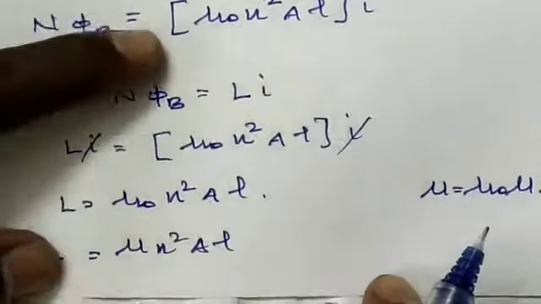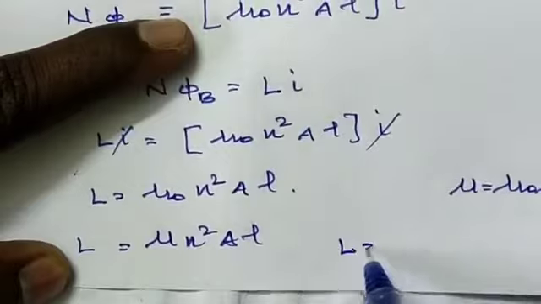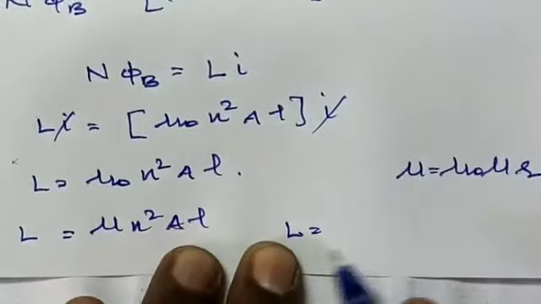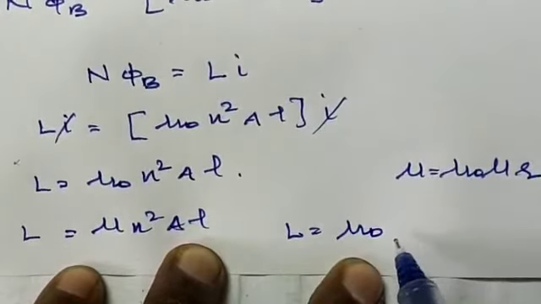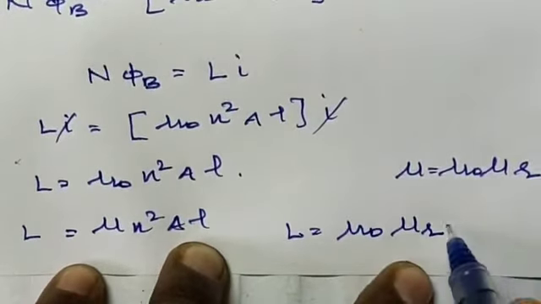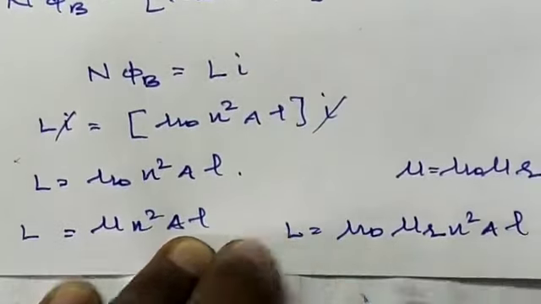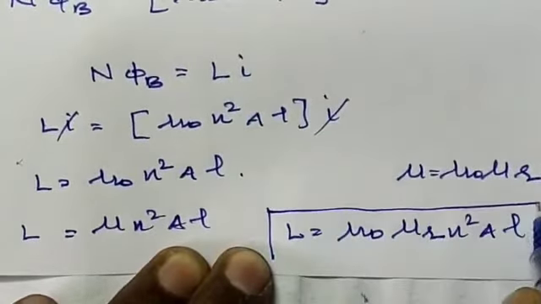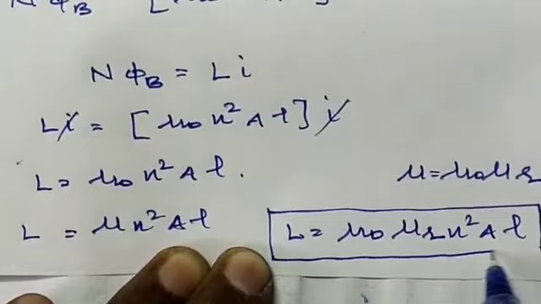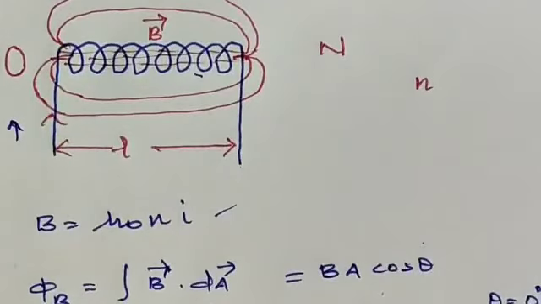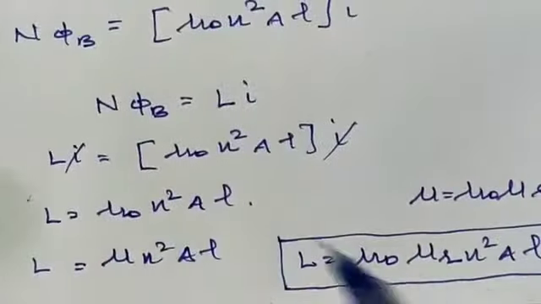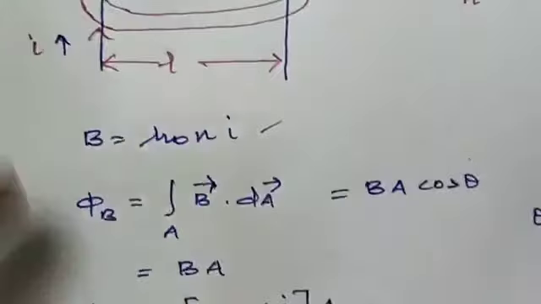Now we can substitute that value, and finally we get the coefficient of self induction L equal to mu naught mu r n squared A L. So that is the self inductance of the long solenoid. It is a very important 3-mark question. From this we can find the self inductance. Earlier we found the magnetic field, and now we have found the self inductance.